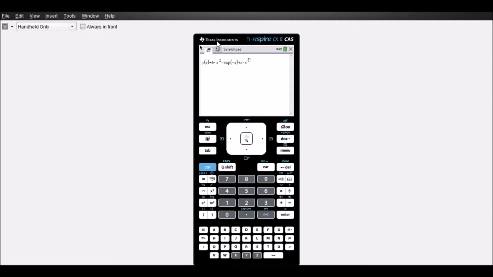I'm going to do this as squared times e to the minus x. And I'm going to change this to cubed. And then plus e times x times e to the minus x.